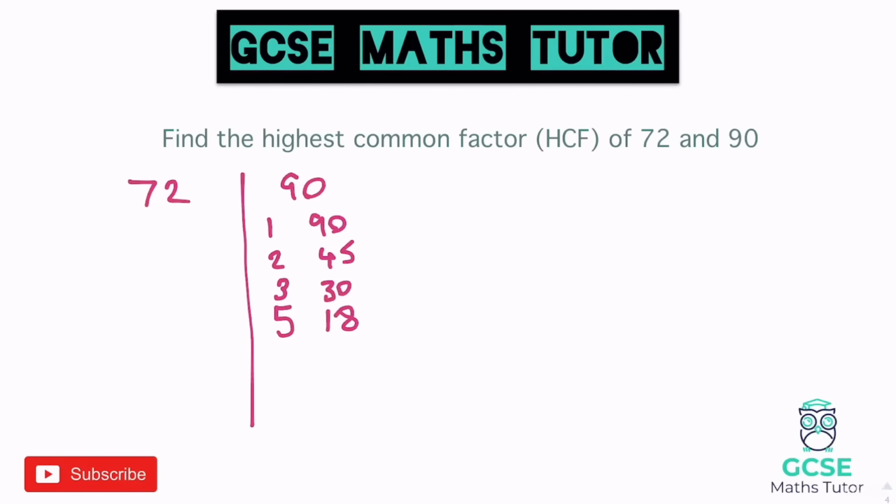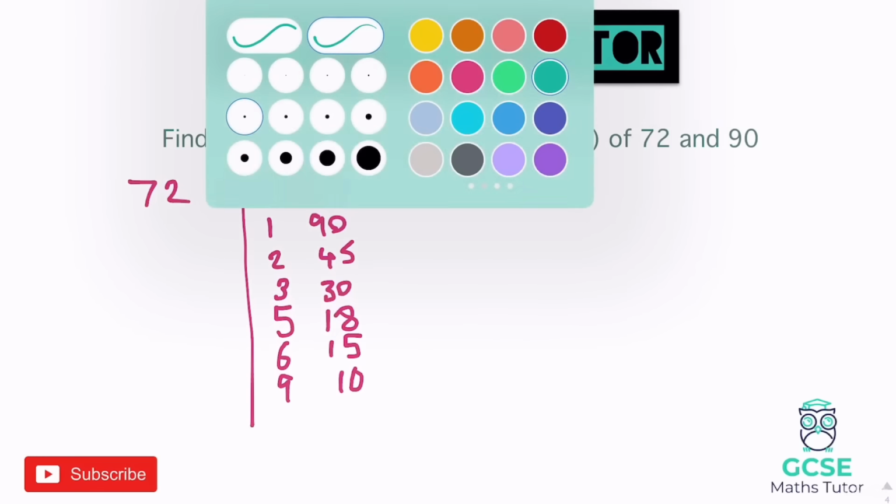6 goes in, let's have a think, 15 times. 7 doesn't, 8 doesn't, 9 does, 9 and 10. Now the numbers are right next to each other, so there's no more to look at. So starting with the biggest, let's have a look which one goes in.